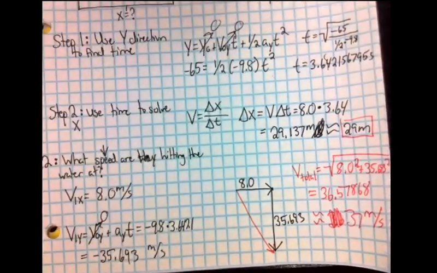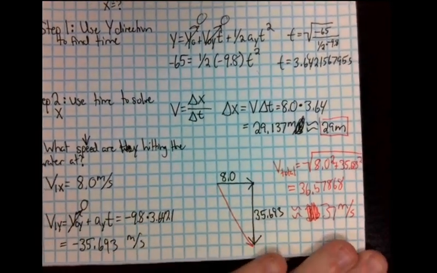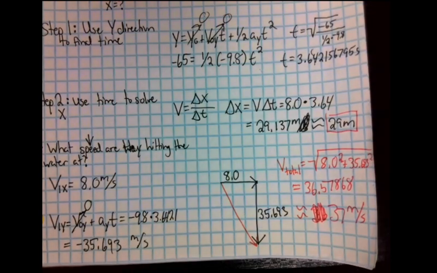Now, again, it asked for speed, so we didn't actually need to find this angle, but if we did, I'm confident that you would feel good at doing that because we've done that a whole bunch of times already this chapter. Anyway, that is our projectile motion example.